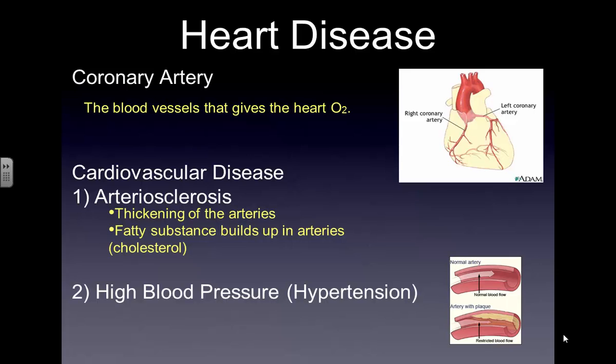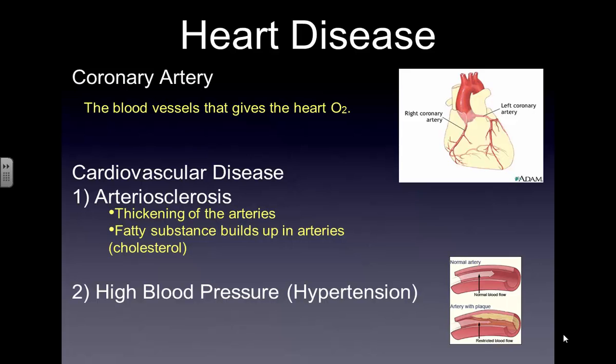So a normal, healthy artery is nice and smooth on the inside. The blood can flow very easily through it. But when these fats build up, when these plaques build up inside of our blood vessels, well, now the blood has a much harder time going through. And when it gets narrow, that increases the pressure on those blood vessels as well. They can eventually become so clogged that blood can't flow at all through them. And that's a very dangerous situation.